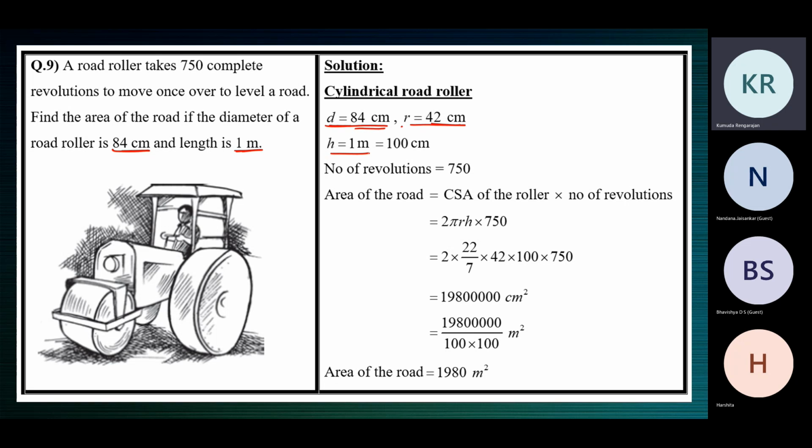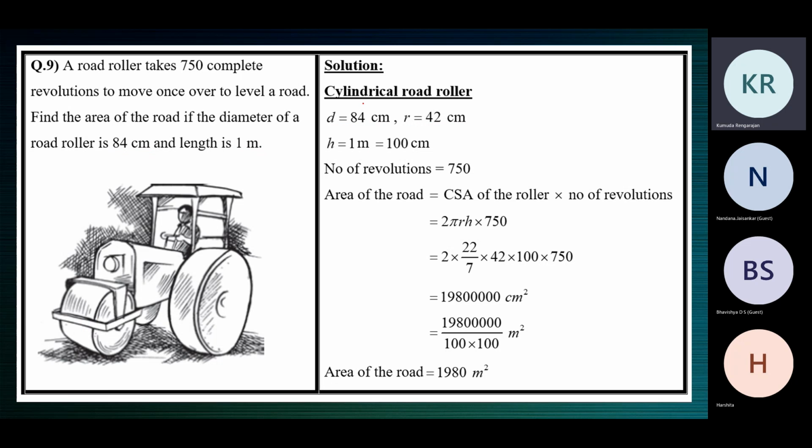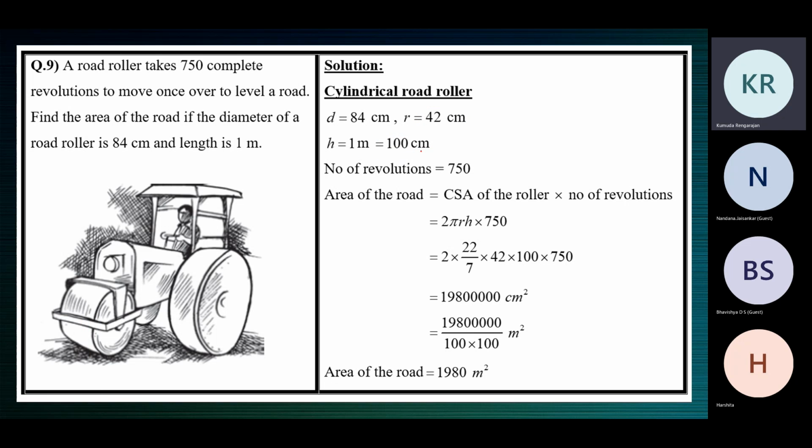Height is 1 meter, which is nothing but 100 centimeters. So while substituting in the formula, we will use R as 42 centimeters and H as 100 centimeters. Both should be in centimeters, or both of them should be in meters. Any one. I have converted meter to centimeter, the bigger unit to the smaller unit. Number of revolutions is 750.